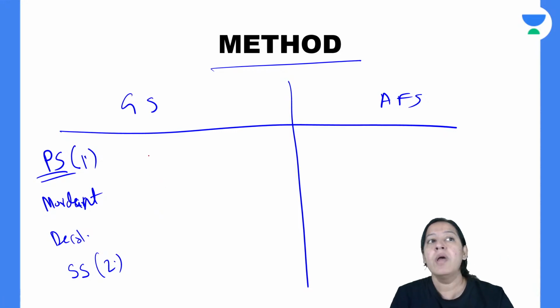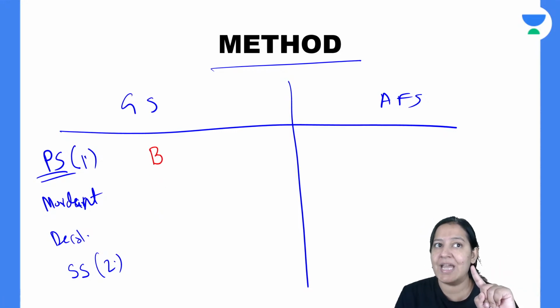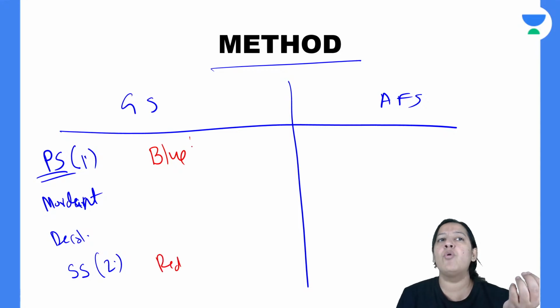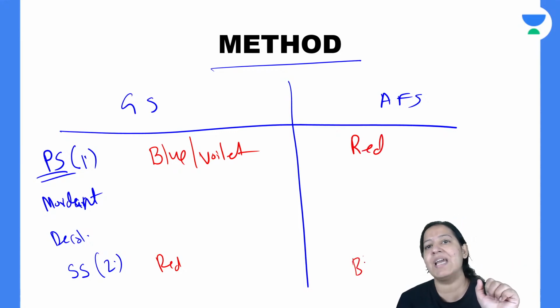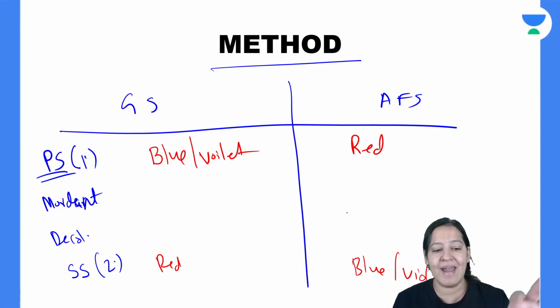Listen now. In gram stain, the primary stain is blue or violet in color and the secondary stain is red. In acid fast stain, the primary stain is red in color and the secondary stain is blue or violet in color. That is the biggest difference you can see between the gram and acid fast.